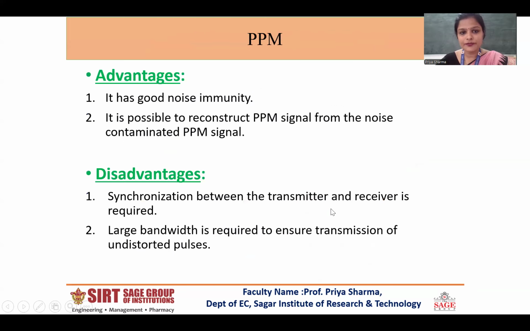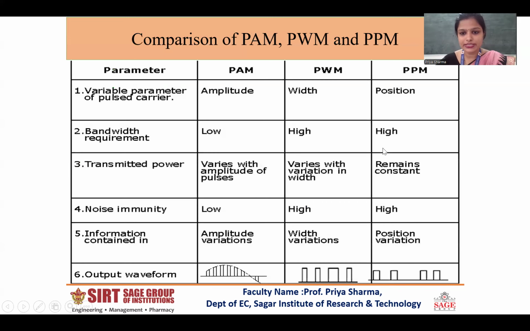So that's all. Coming to the last slide of the PPT, having advantages and disadvantages. First, the advantages of pulse position modulation: it has good noise immunity, and it is possible to reconstruct PPM signals from noise-contaminated pulse position modulated signals. And the disadvantages: synchronization between the transmitter and the receiver is required as the position is varied. That's why we need synchronization, and large bandwidth is required to ensure transmission of undistorted pulses.